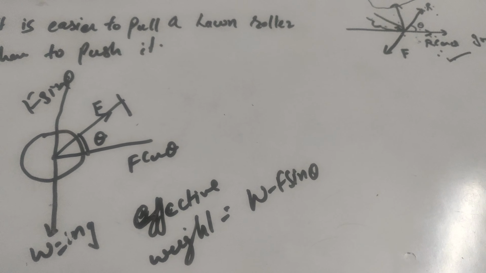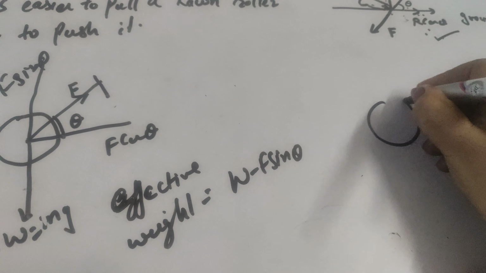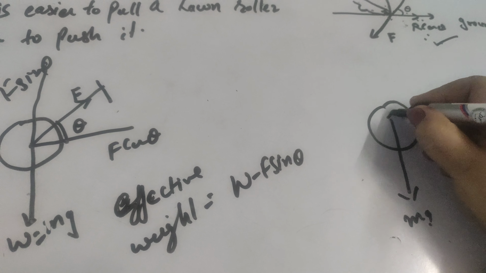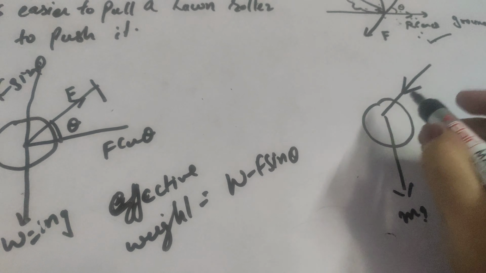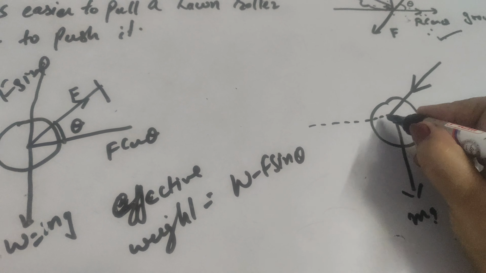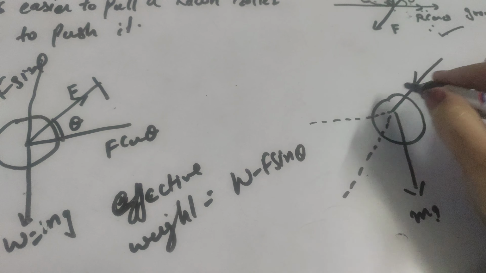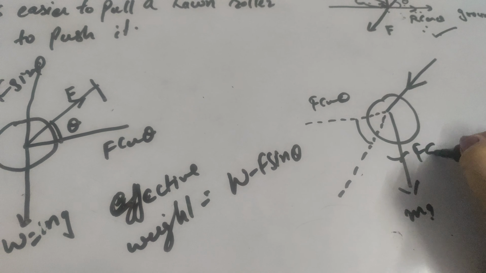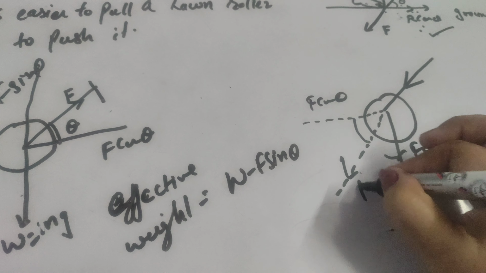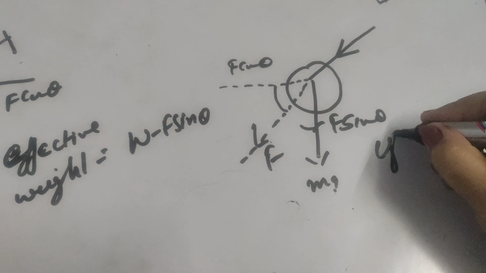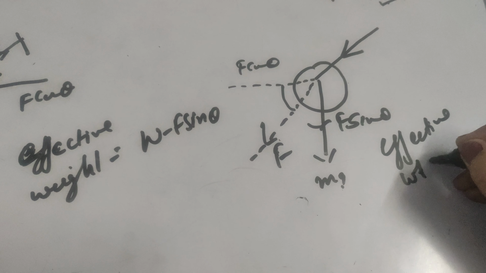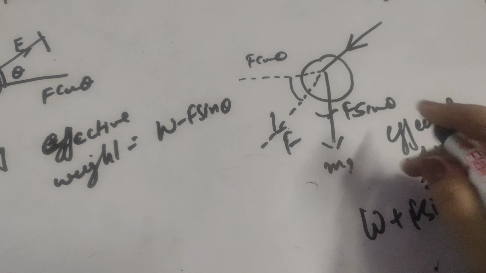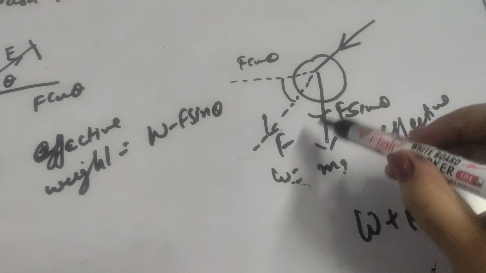But what happened when the man pushed the lawn roller, again the weight mg is acting downward. When the man pushed the lawn roller in a downward direction, so the various forces acting and resolved, like this component is F cos theta and this component is F sin theta. This is F, right? So effective weight in this case is W plus F sin theta, right?